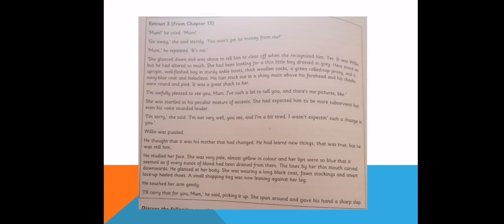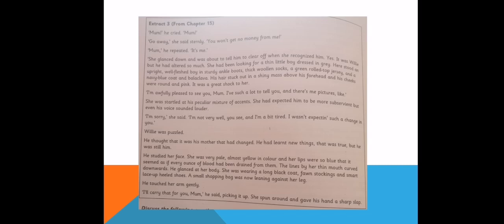So this tells us that William probably got used to speaking the way that Mr. Tom was speaking. She had expected him to be more subservient, but even his voice sounded louder. So she was used to the boy that was a bit afraid of her, and now he seems a lot more confident. His voice was louder, and he was speaking with a bit more confidence in general.